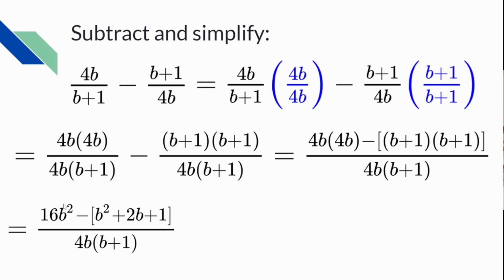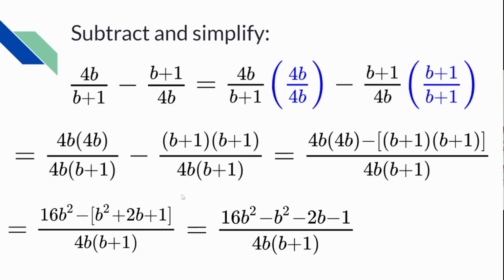4b times 4b is 16b squared. And then in the brackets, we can FOIL b plus 1 times b plus 1 to get b squared plus 2b plus 1. So next, to get rid of those brackets, we're going to distribute this minus sign to each piece: minus b squared minus 2b minus 1.